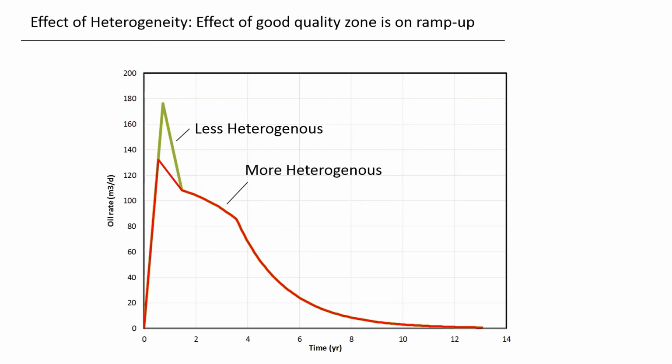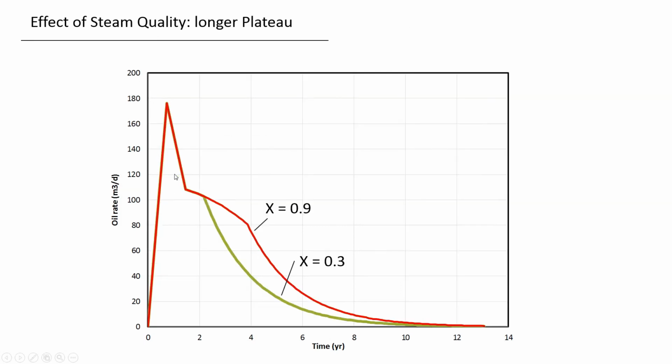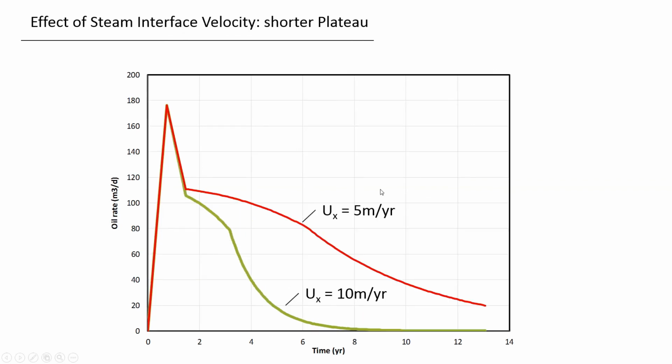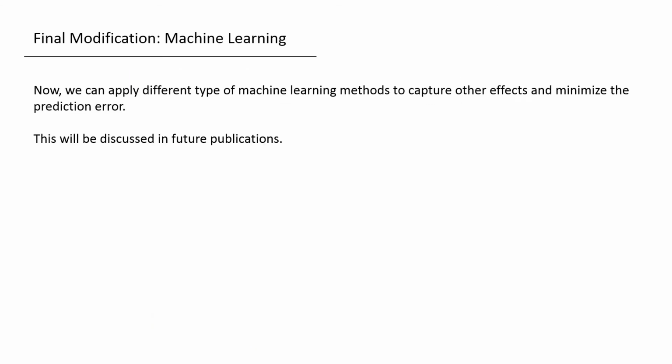The plateau is changing as a result of rotational effect. That's not been discussed here, but you see the heterogeneity effect, the effect of nicer zones versus variability. You see it in a ramp up. You see the amount of steam quality change: if you put in less steam quality, you reach the decline faster. And the steam interface profile affects your decline and also your plateau up and down. That has to be captured.